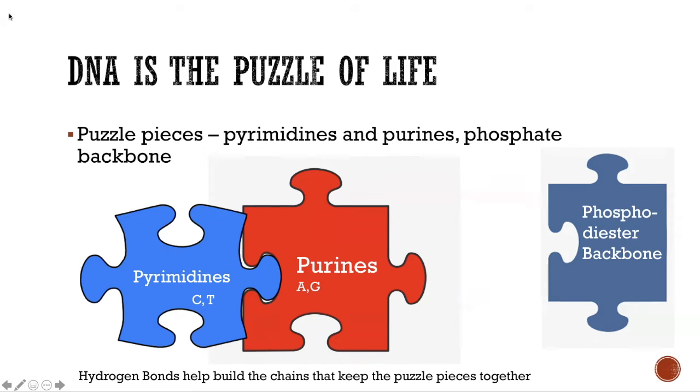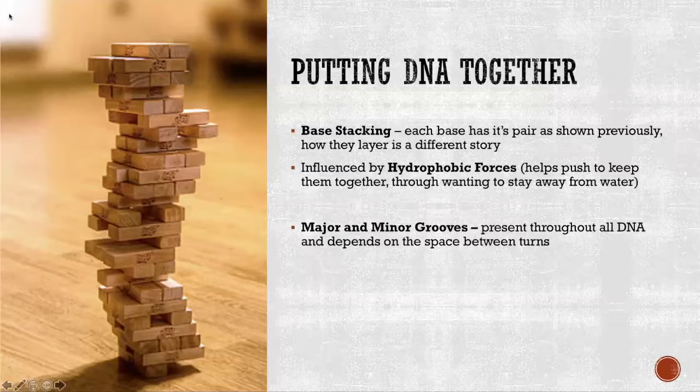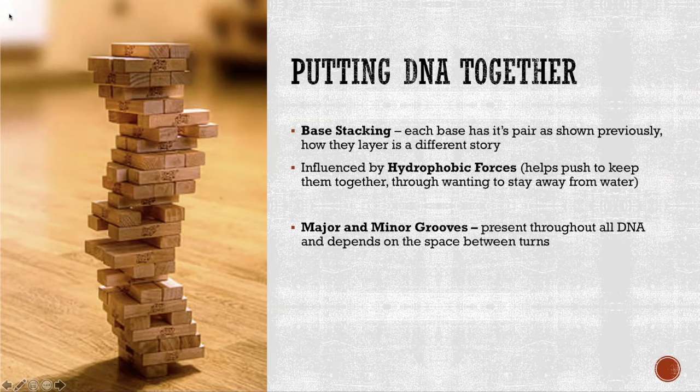chain of the DNA. When you put DNA together, it undergoes base stacking, where each base has its pair, as shown previously, and they layer. These layers are influenced by hydrophobic forces, which push the bases inward so that they don't touch the water along the outside. And then present are major and minor grooves throughout the DNA. So, for instance, if you look at this Jenga block, the bigger holes are the major grooves where there's more room per turn, and then the smaller ones are where those minor grooves are present.